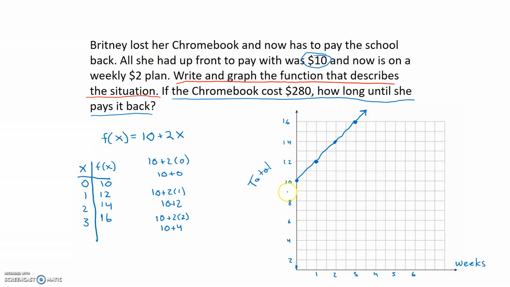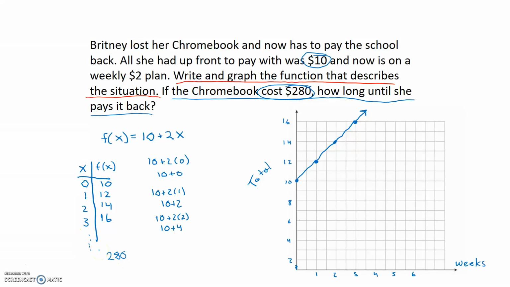And again, if I'm looking at the total here, well, I only went up to 16. It's going to be kind of difficult to estimate based off this graph here. So I actually have to go back and do a little bit of work here. So I'm going to use a different color right here. Okay, let's use red. So to answer the last question, if it costs 280, so again, f of x here is representing 280. I want to figure out when it's $280. Well, what is that week?